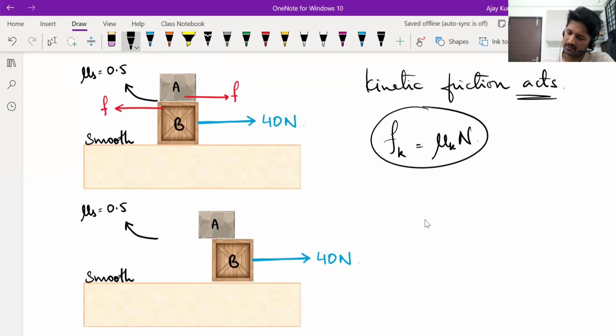Okay. Now I didn't give you the mu k value. Let's say mu k is 0.4 in this question. Take mu k, the kinetic friction coefficient, as 0.4. Normal force between the blocks is 20. So that will give you a kinetic friction of 8 newtons.